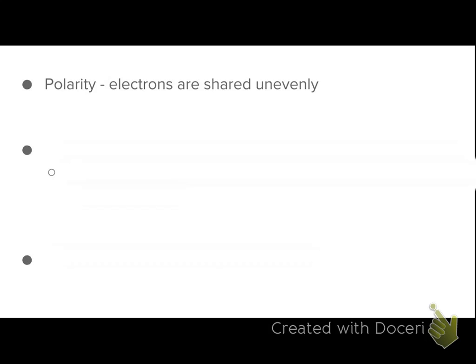All right, so if something is polar, a lot of the times when we hear that word, maybe you're thinking of North Pole, South Pole, or the poles on a magnet. And what we think of with that is opposites. And specifically in terms of bonds, polarity means that electrons are shared unevenly, which means that we are going to have a positive end and a negative end of a bond.